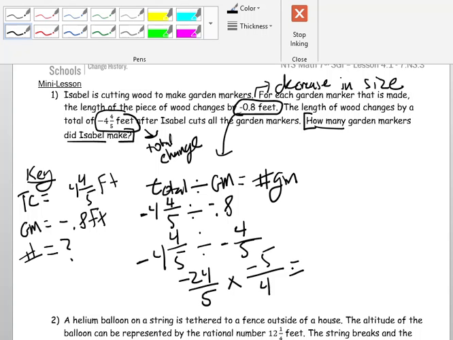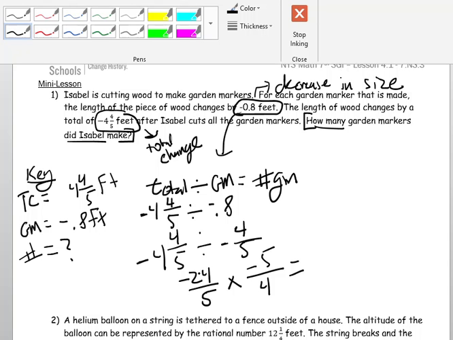All right, so I always think when I'm doing division, leave it, change it, flip it, okay? So I'm going to do negative 24 times negative 5.